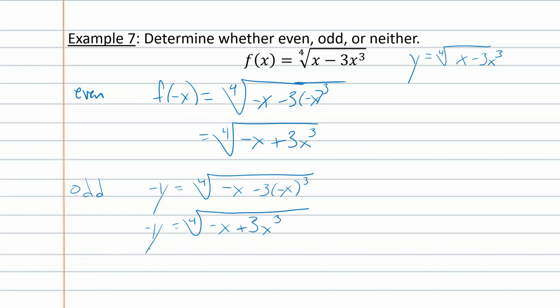Now, you could divide this negative over to get y by itself, but the problem is you can't just force that negative into that root. So all you really wind up with is the negative fourth root of negative x plus 3x to the third, which is not the original. You can't force this negative inside this root to try to make it look like the original. So unfortunately, this is neither even nor odd. So we're going to select the neither option.